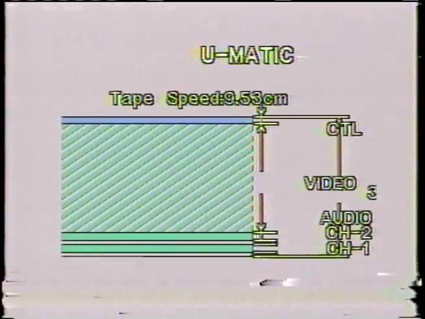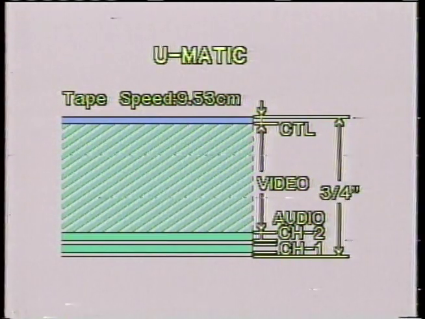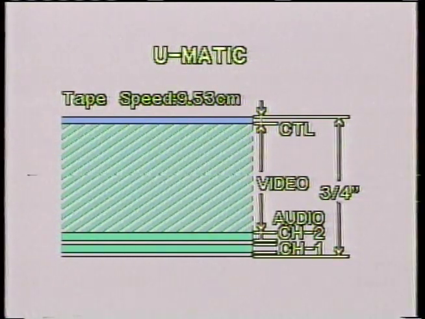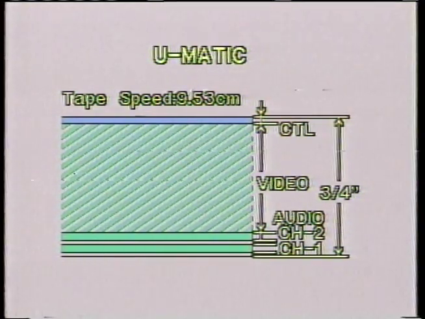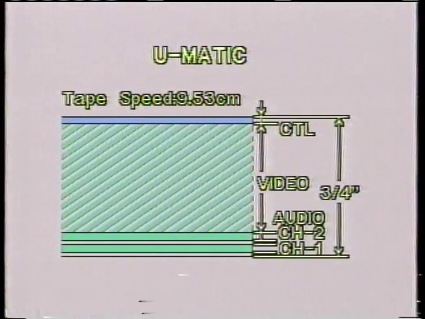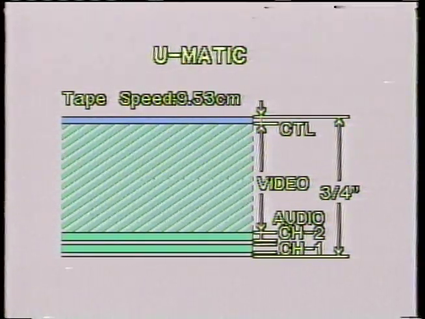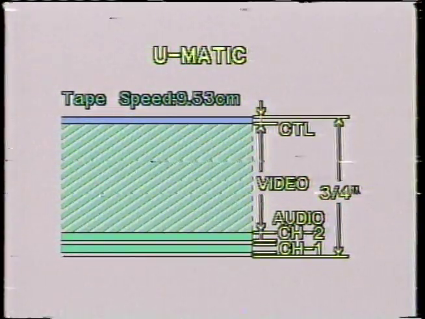Before getting into a description of the mechanics, let us review the basic configuration of the U-Matic system. The U-Matic system uses a tape with a width of 3/4 inch and records using a rotary two-head helical scan system. In addition to the video tracks, there are two linear audio tracks and a control track for a 1/2 VD signal used to control the drum head. The tape runs at 9.53 centimeters per second, with a relative tape speed of 10.20 meters per second for NTSC and 8.54 meters per second for PAL.